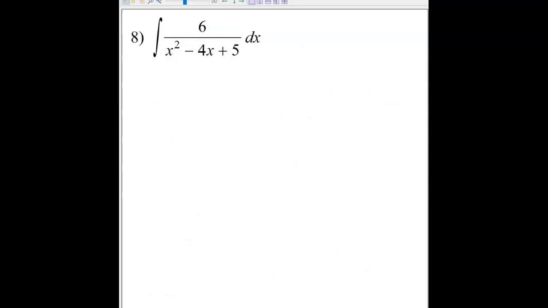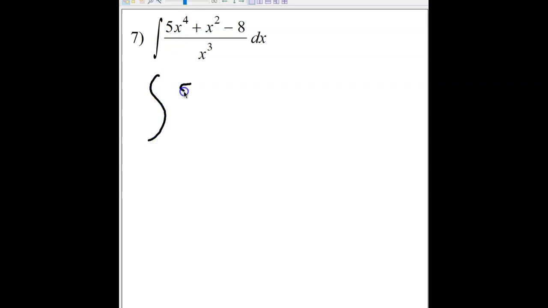All right, let's go ahead and take a look at number, I skipped 7, silly me. Let's go back and do number 7. So notice that the power on the top is greater than the power on the bottom, and there's multiple terms in the top. When that happens, that's a splitting of the numerator problem.